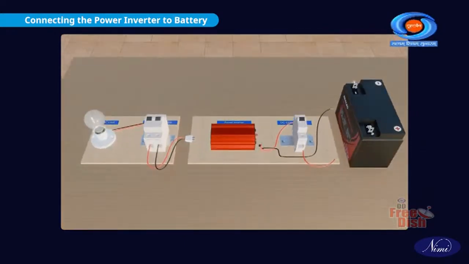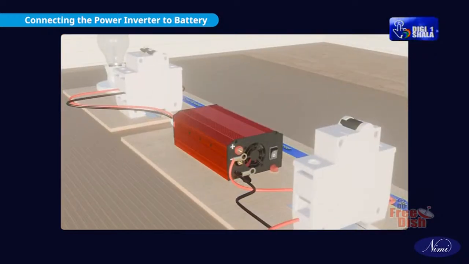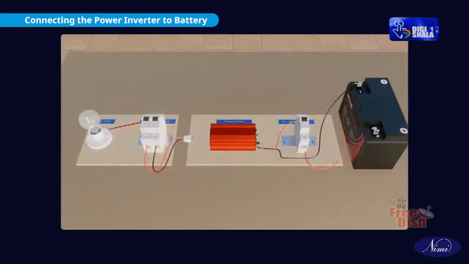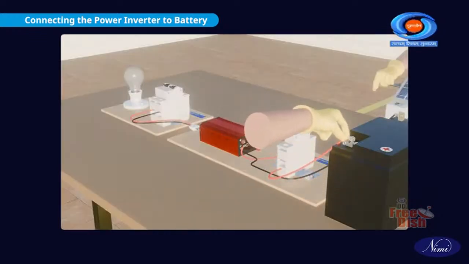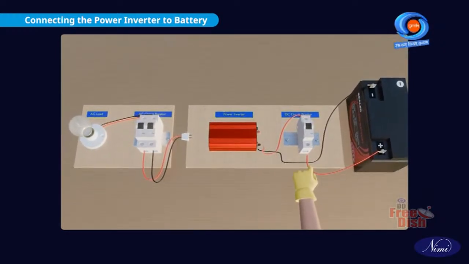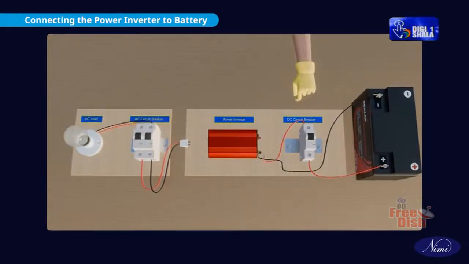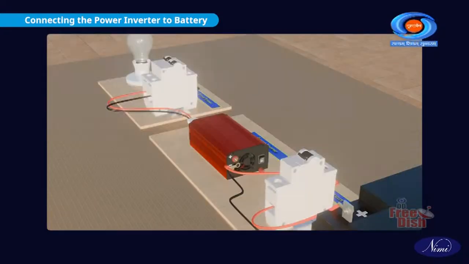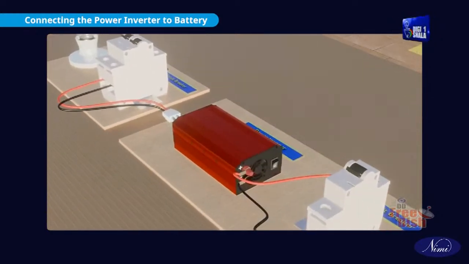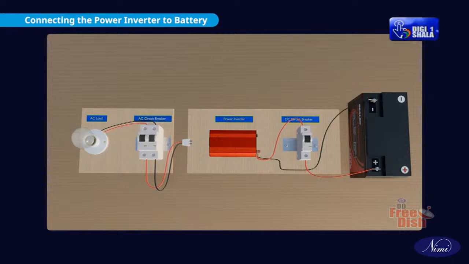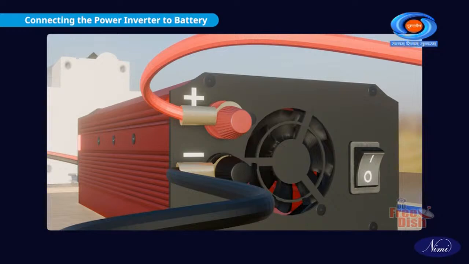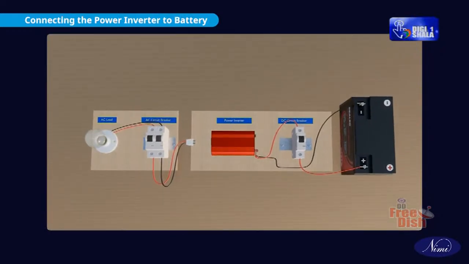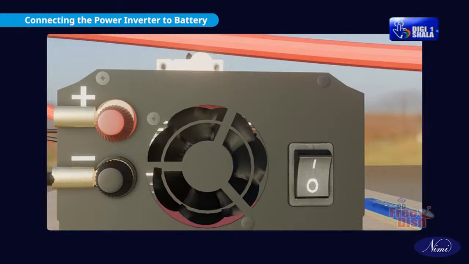Use one length of black wire to connect the negative terminal of the battery to the negative terminal of the inverter. Use one length of red wire to connect the positive terminal of the battery to the DC circuit breaker in series. Now connect the output end of the circuit breaker to the battery terminals input side of the power inverter with the correct polarity, like the positive terminal of the battery to the positive terminal of the power inverter and the negative terminal of the battery to the negative terminal of the power inverter.